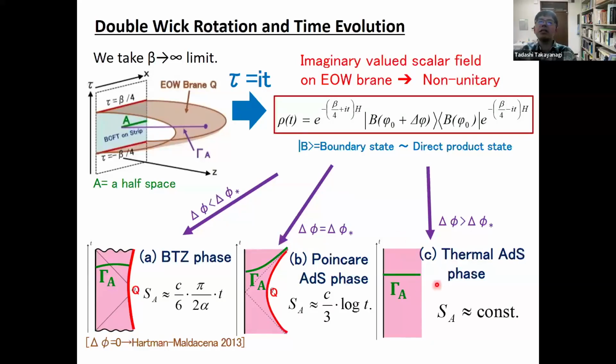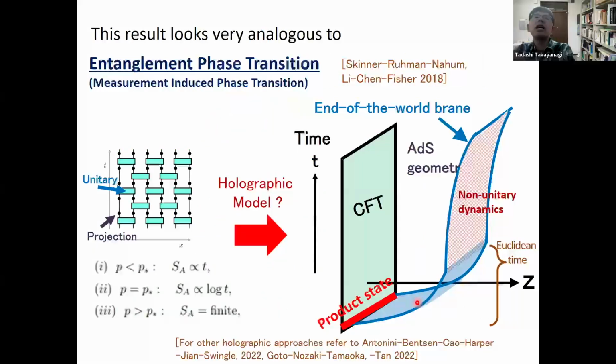And this phase transition is very similar to what people call the entanglement phase transition. This is in the condensed matter literature. It's a very hot topic these days. But originally, the entanglement phase transition appeared this way. We start with some chaotic time evolution, some Hamiltonian. But on top of the usual Hamiltonian evolution, we put some projection measurement periodically.